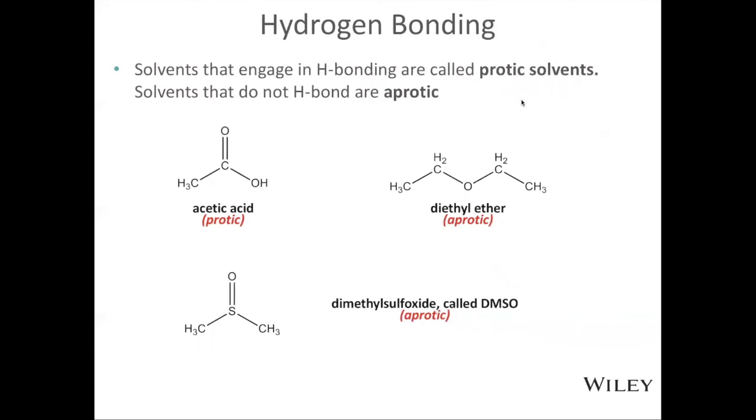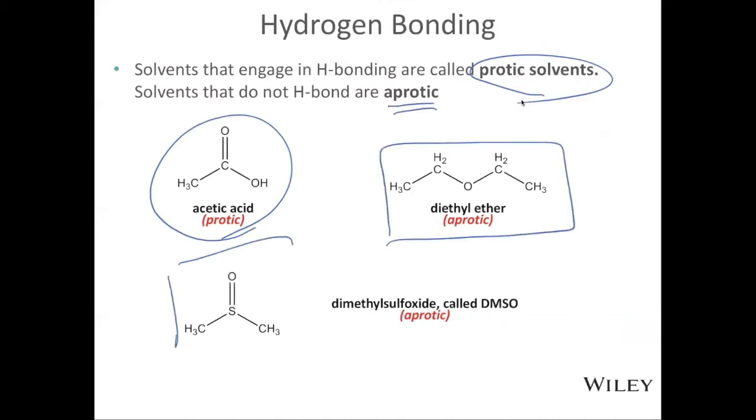Your solvents that engage in hydrogen bonding are called protic solvents. And there is an example here, which is acetic acid. Solvents that do not have the capability of hydrogen bonding are considered to be aprotic. And so we have ethers, and this one is dimethyl sulfoxide.